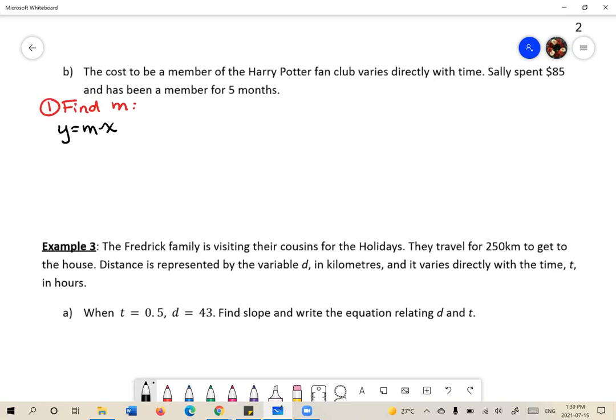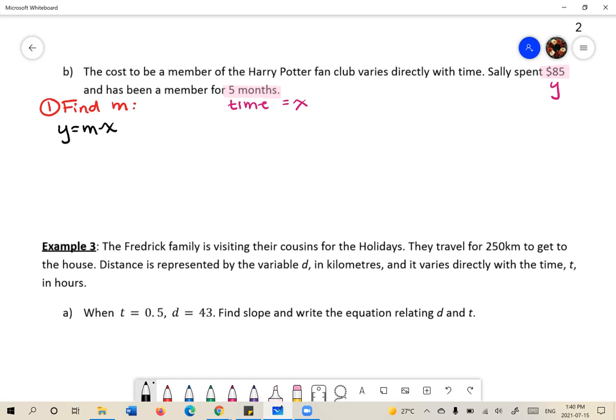In order for me to find slope, m, I must know what y and x are. I can't solve for m if I don't know what y and x are. So I need to look into the question here in part B for my y and x values. It says that Sally spent $85 and has been a member for 5 months. Now remember, months is a unit of time, and time is always your independent variable, and your money is your dependent variable.